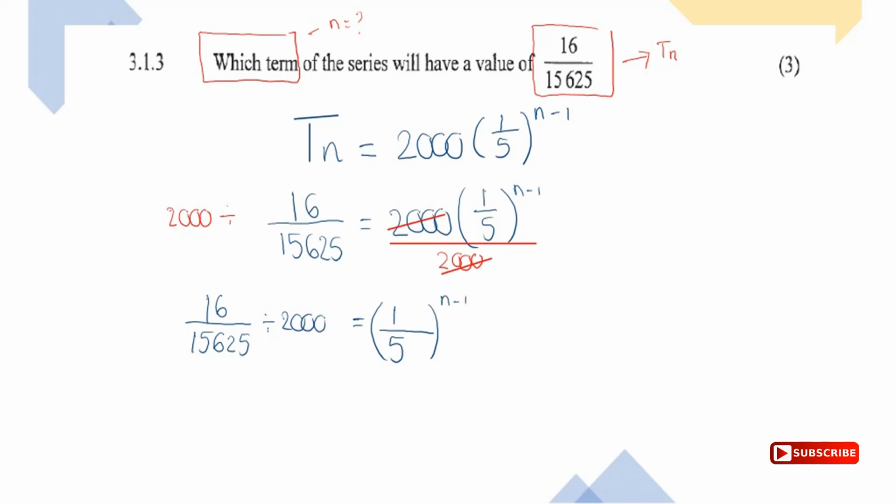Okay, so 16 over 15625 divided by 2000 is equal to, I'm going to leave it as a fraction, 1 over 1953125, which is equal to 1 over 5 to the power of n minus 1. So from here we've got 1 over 1953125, which is equal to 1 over 5 all raised to the power of n minus 1, right?